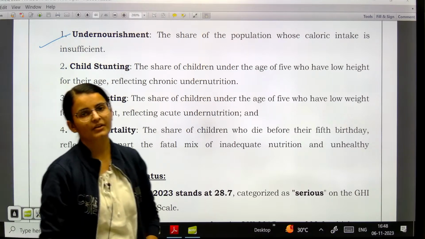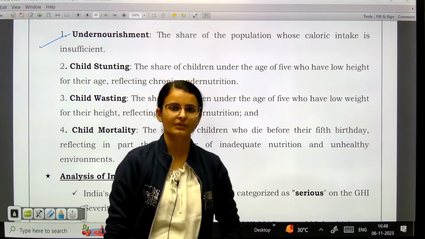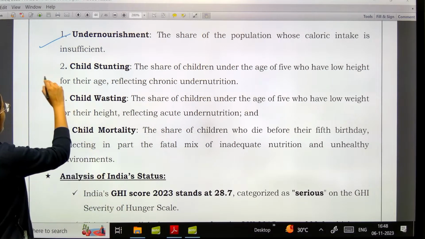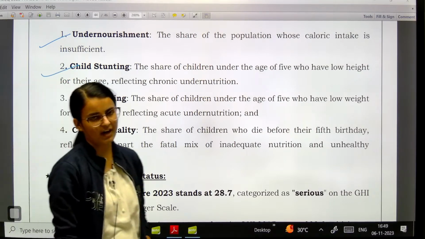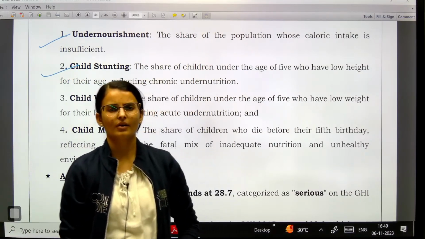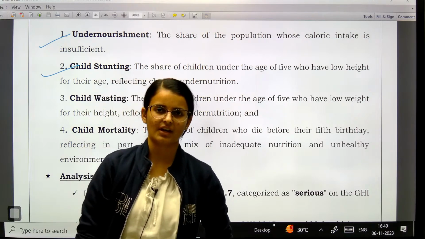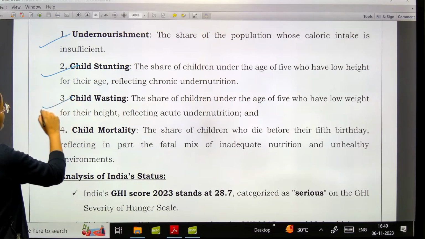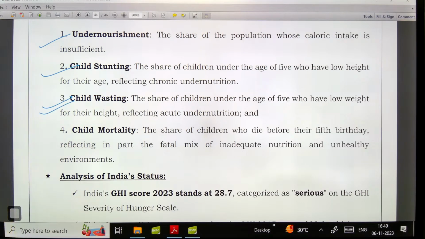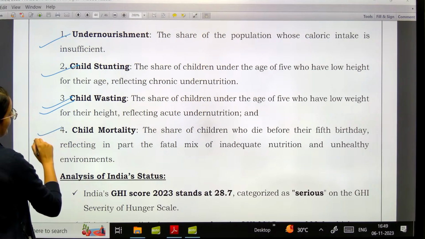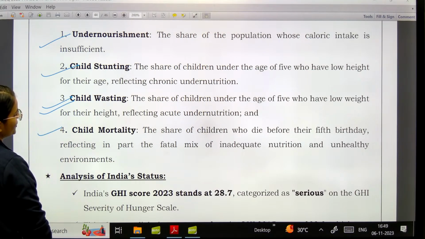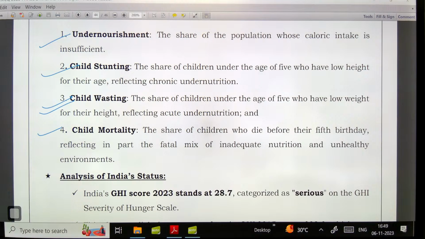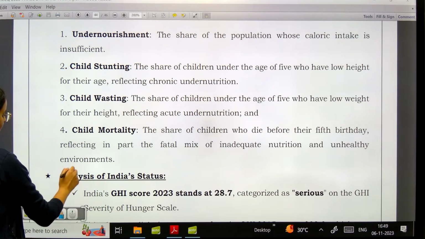Undernourishment, that is, not enough calories taken by the children of the country. Child stunting, that is, the height of the child is not up to the average height that it should be at the particular age. And child wasting is when the weight is below the average weight that is considered accurate. And child mortality, the share of children who die before the age of 5, okay. These are the 4 indicators.